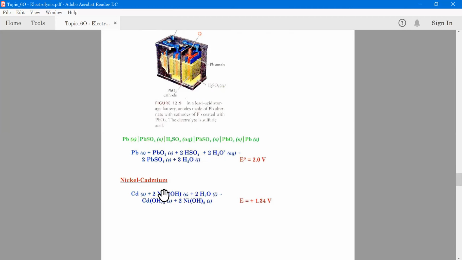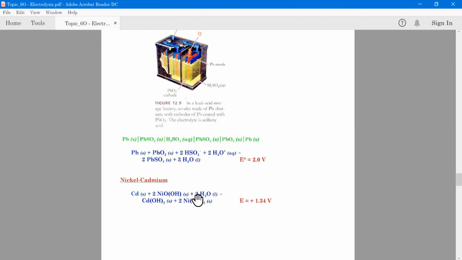And nickel gets reduced from nickel 3 to nickel 2. You'll notice the stoichiometry here of nickel oxyhydroxide, as it's called. The oxide, of course, has a charge of -2, or an oxidation number of -2. The hydroxide is another -1. So the nickel is +3. And it's getting reduced from nickel 3 to nickel 2, which is what the nickel hydroxide is.